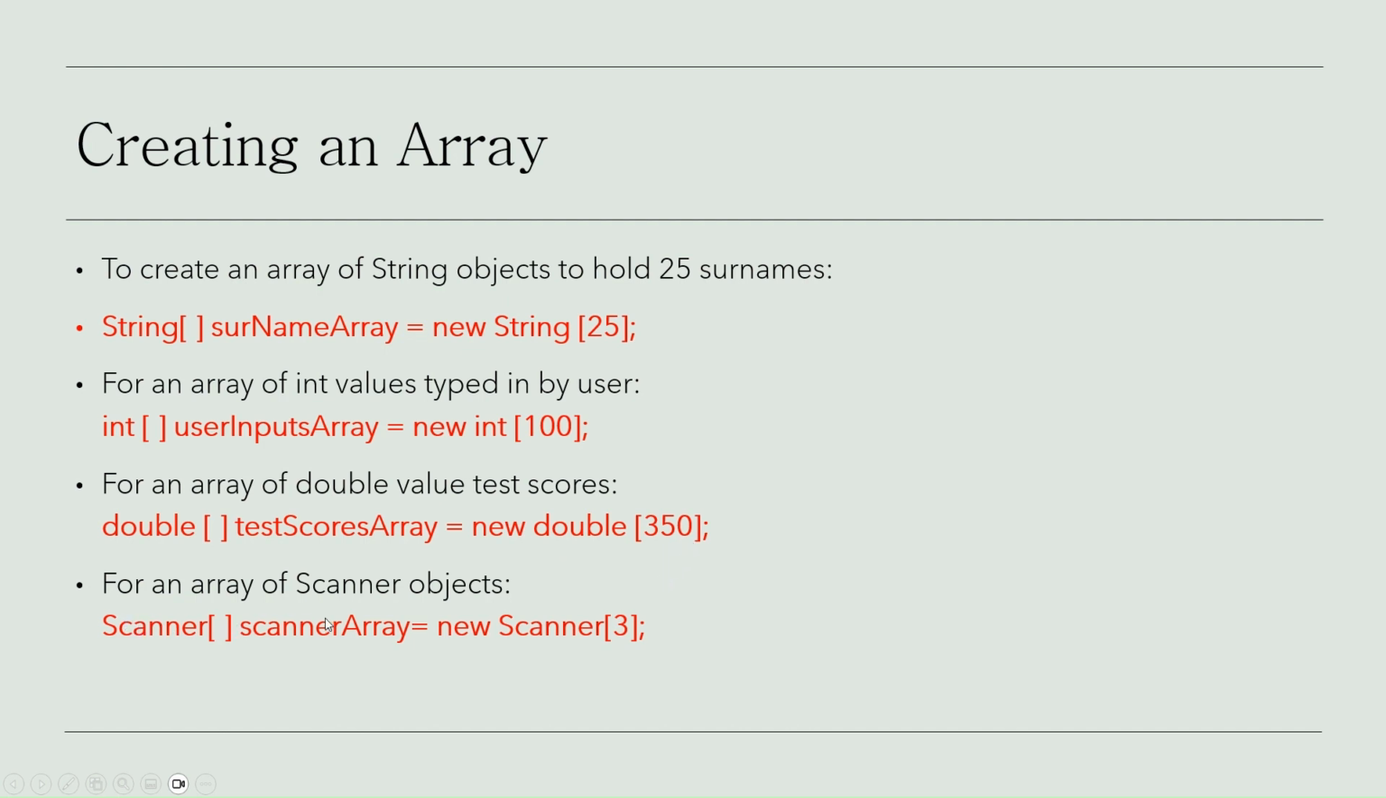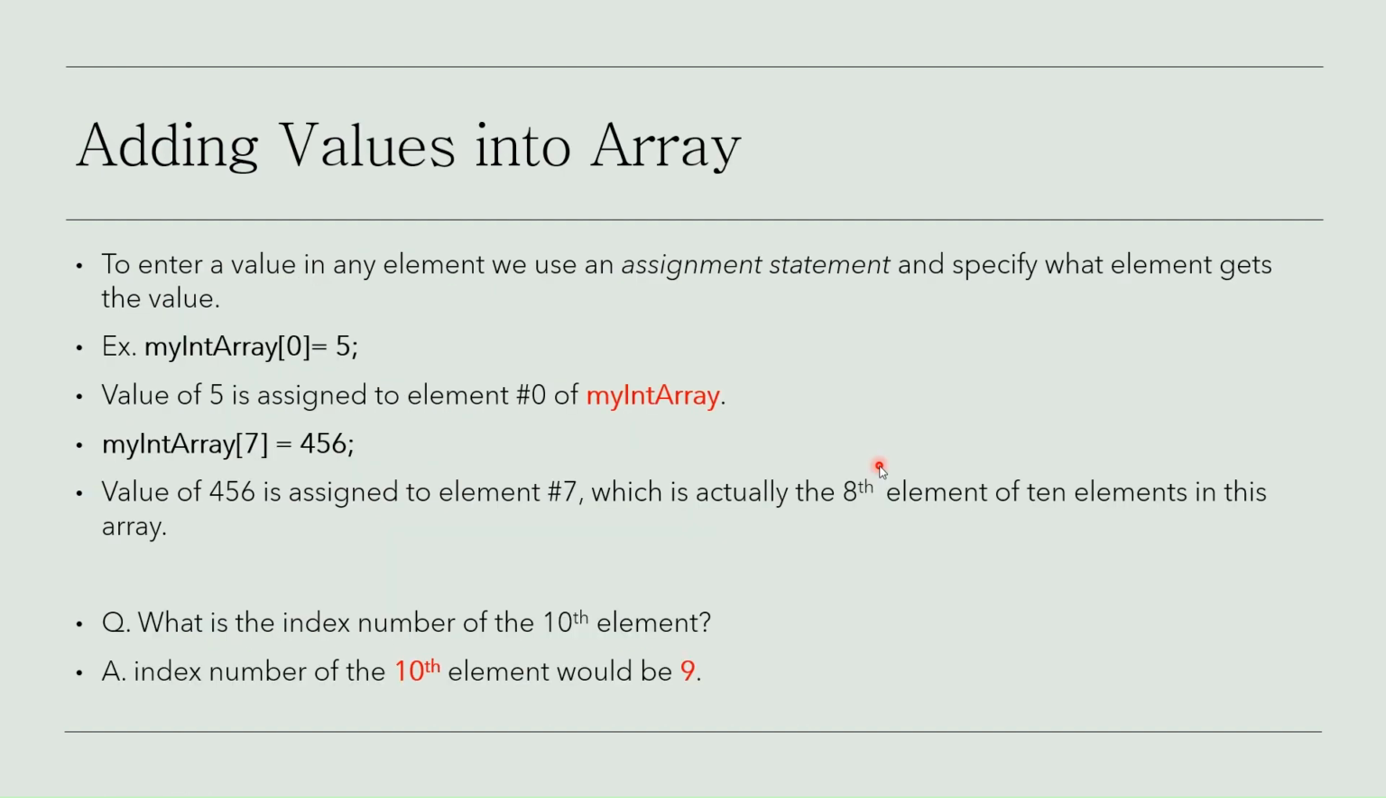For the scanner object, we can create a scanner array, new scanner, three scanners, where scanner is the object that gets input from a console. Adding values into an array: to enter a value in any element, we use an assignment statement and specify what element gets the value.